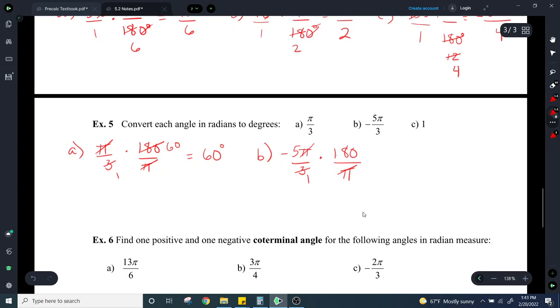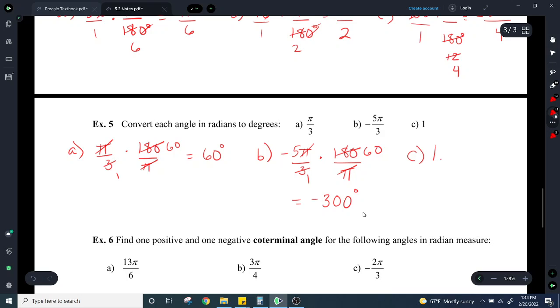3 goes into 180 again 60 times. 60 times the 5 that's there gives me negative, don't forget, 300 degrees. Finally, letter C. This one's a little different. A lot of times we measure with radians, they're going to have that pi value in there. But sometimes if it's an unusual angle, it may not have that. This is just 1 radian.